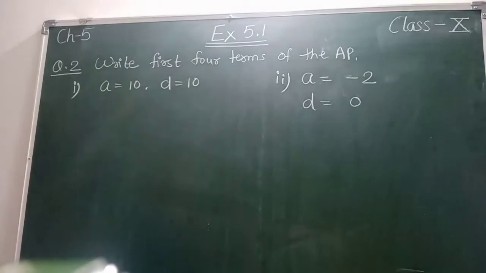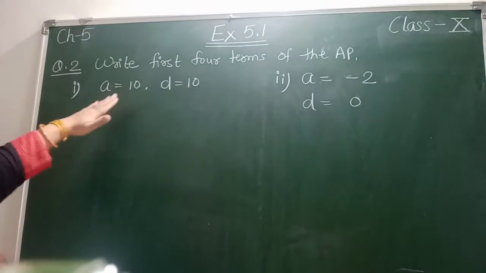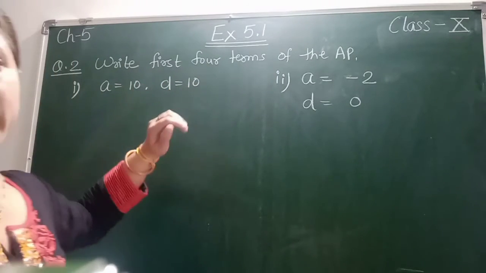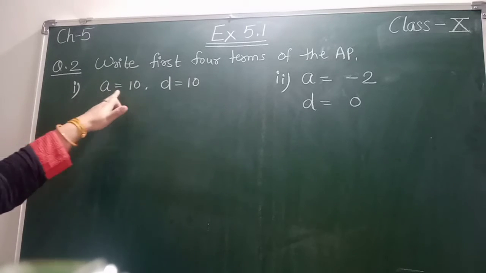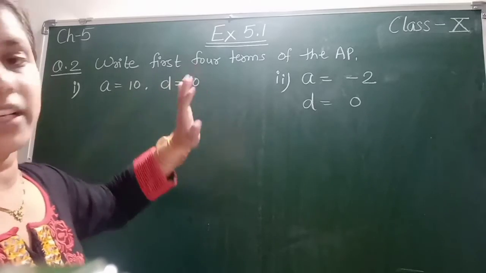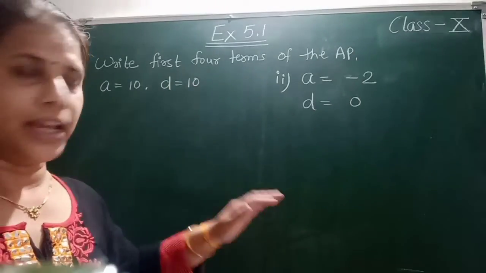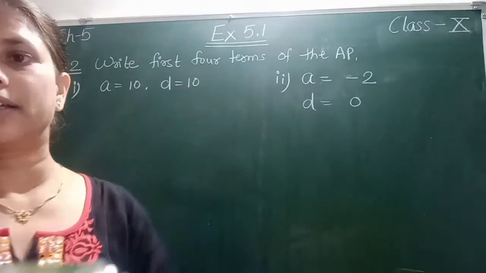Students, from today we are going to start exercise 5.1, and question number 2 is: write the first four terms of the AP if the first term and common difference are given. In the first part, a equals 10, which means the first term is 10, and the common difference d is given as 10. We have to write the first four terms of that AP.